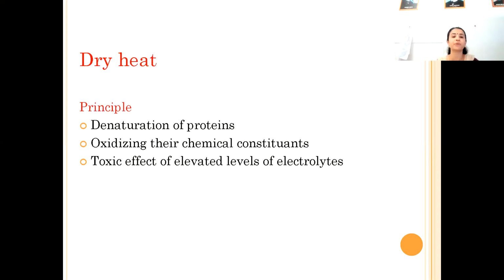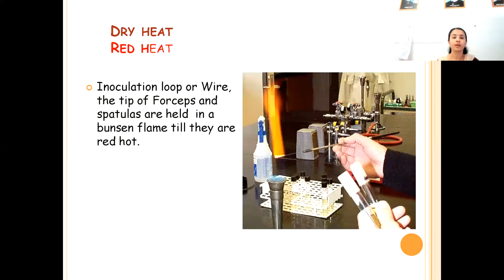The principle behind dry heat is denaturation or coagulation of the proteins, and because of the denaturation the bacteria are killed, and oxidation of the chemical constituents. These are the two principles behind the dry heat method. Dry heat is applied in four ways: the red heat method, incineration, hot air oven, and flaming.